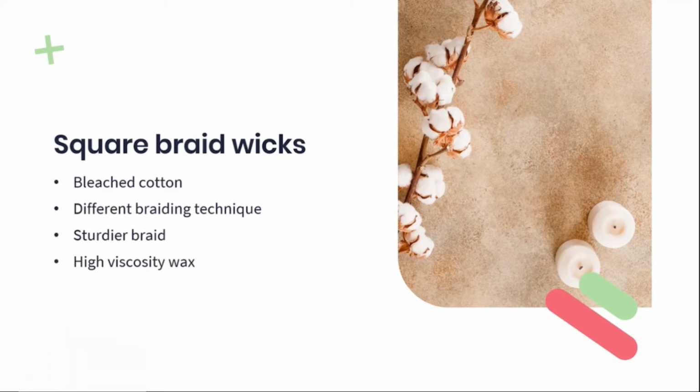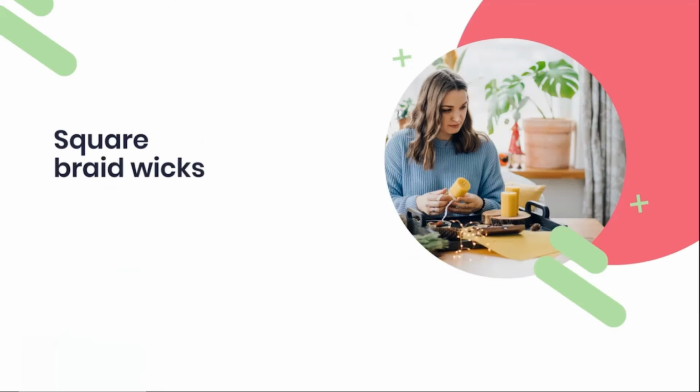The alternative structure of the wick makes it better suited to waxes that have a high viscosity, such as beeswax and vegetable waxes like soy and coconut. In fact, they were originally created for use in beeswax candles.